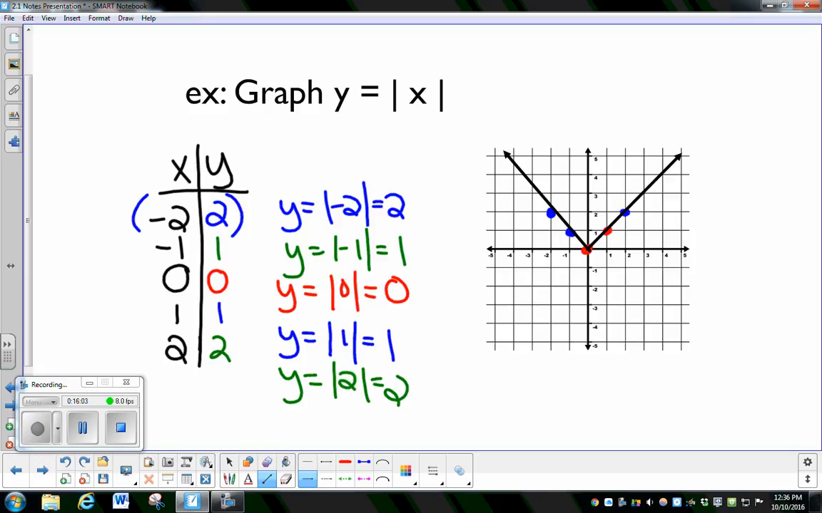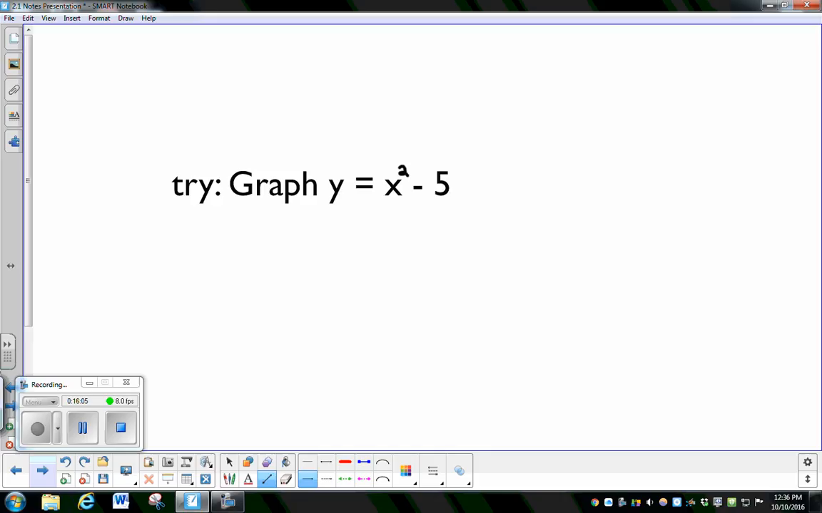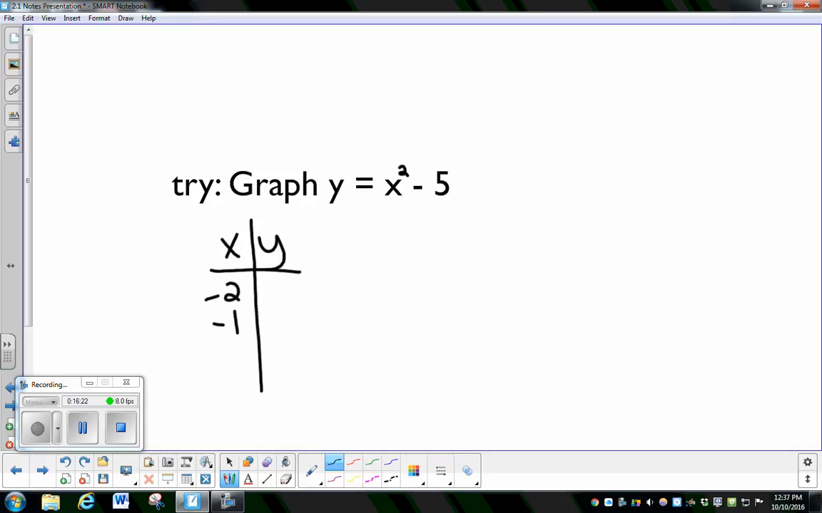I'm going to give you guys one of these to try. I want you to try graphing y equals x squared minus 5. So remember, you're going to make an xy chart. Choose at least 2 negative values for x. I would probably just start with -2 and -1. Choose 0, and also choose 1 and 2. I'll give you a hint. When you graph this, it should look like a letter in the alphabet. Kind of like the last one. The last one looked like a V. This one should also look like a letter in the alphabet.